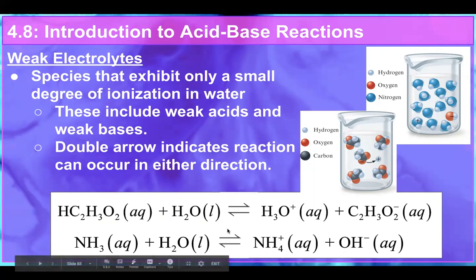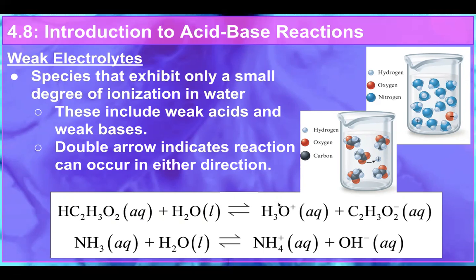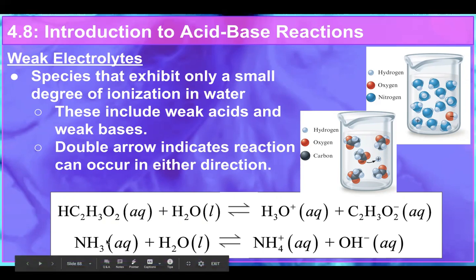So we would represent the reactions, if we're writing out the equation, with a double arrow, meaning that, okay, well, it will proceed this way, but there's also the possibility of it actually proceeding in the opposite direction too. Okay, so we have our weak acid here with acetic acid, and we also have our weak base, which in this case is ammonia.